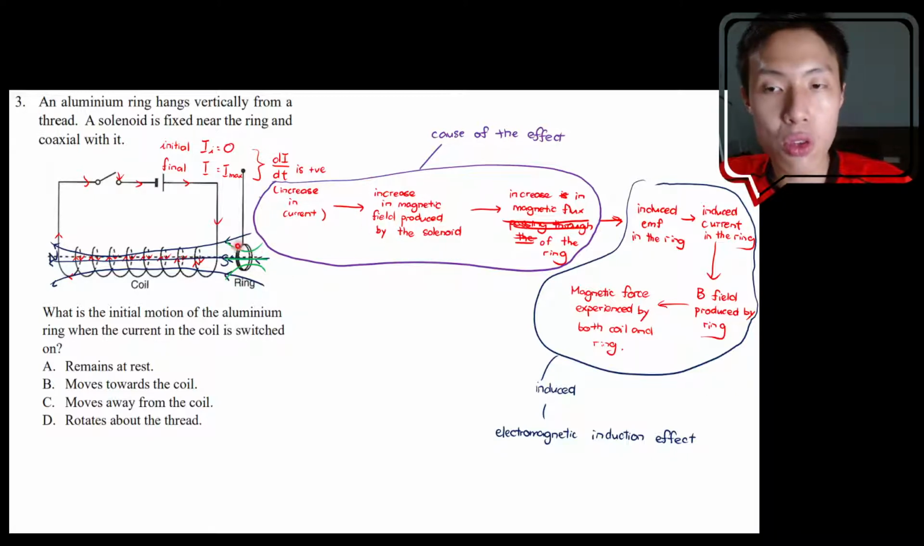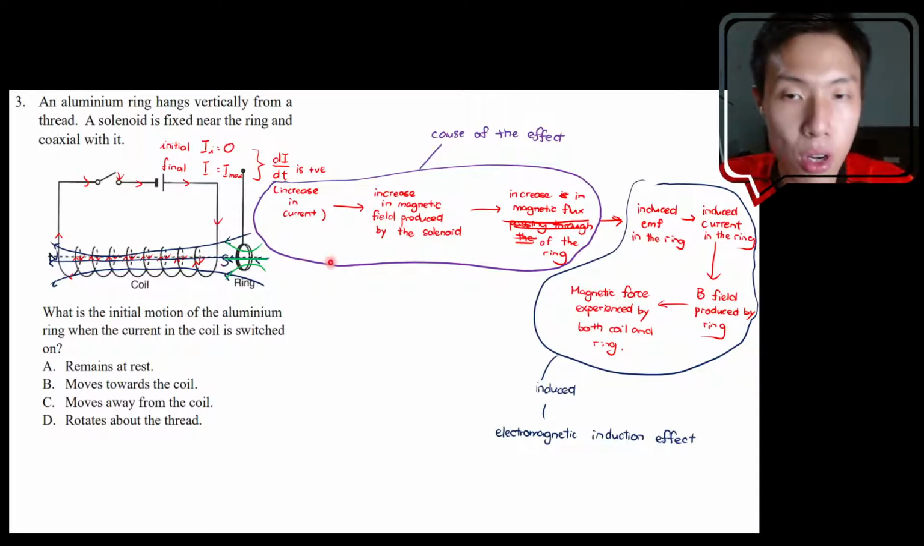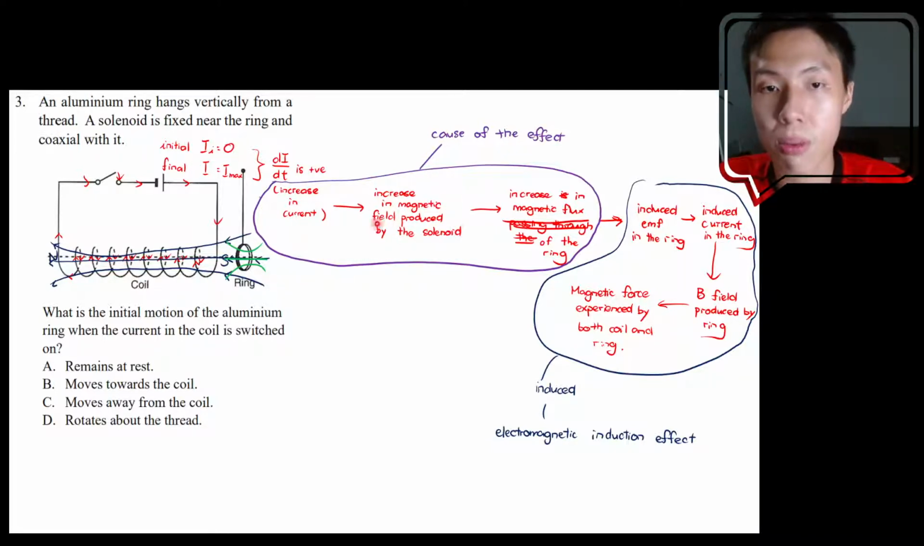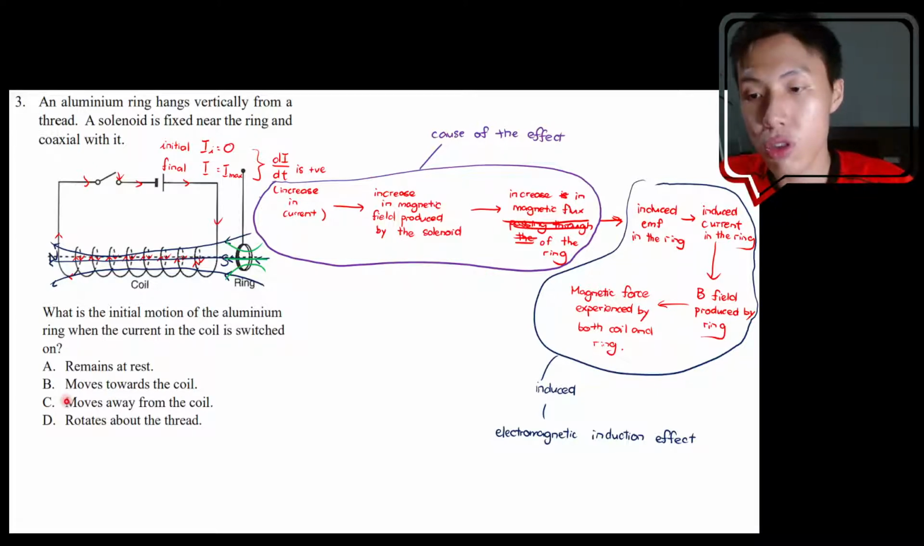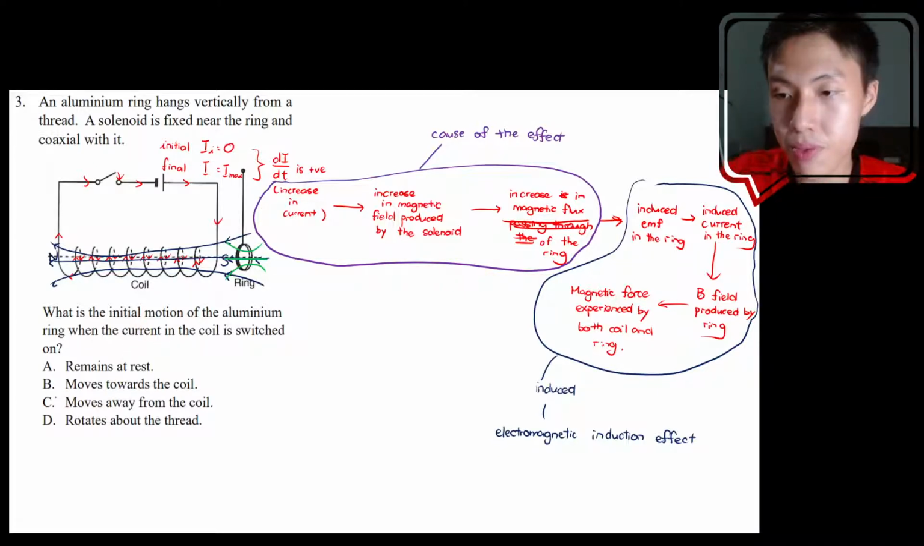So how do you reduce the magnetic field that is passing through the ring? By getting away from the coil. By getting away from the coil, you are able to reduce the magnetic field that is passing through the ring. So it will try to oppose the increase in magnetic flux. That's why it tries to move away from the coil.